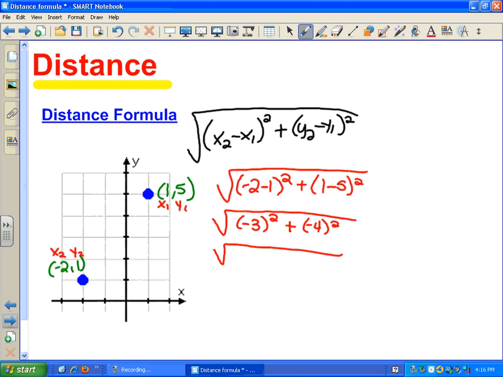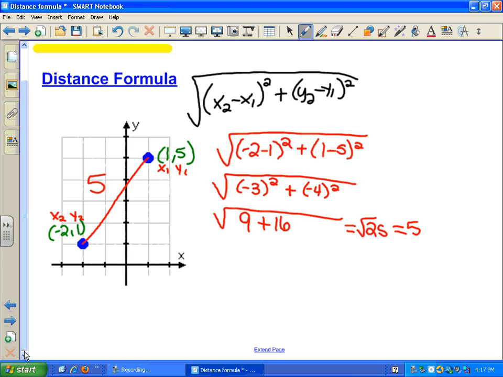-3 squared is a +9 plus a -4 squared is 16. So I have the square root of 25, which is a perfect square, which means that distance is 5. So the distance between these 2 points is 5. There's another way that we can find that. If I were to draw the distance between those 2 points, that would be that diagonal line.